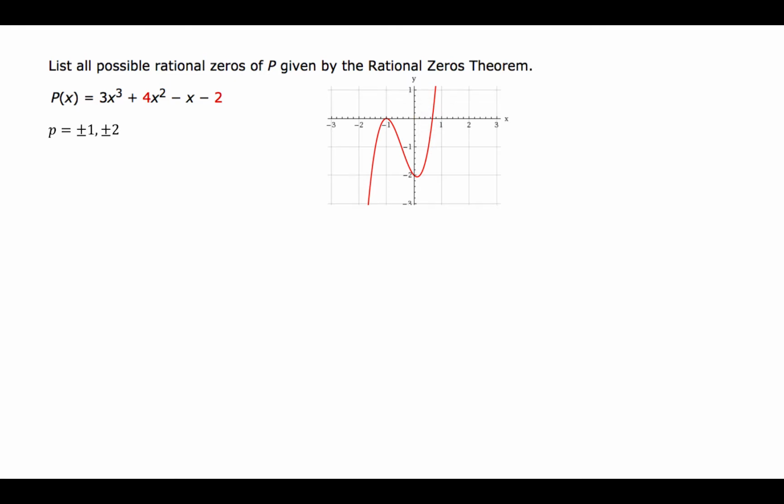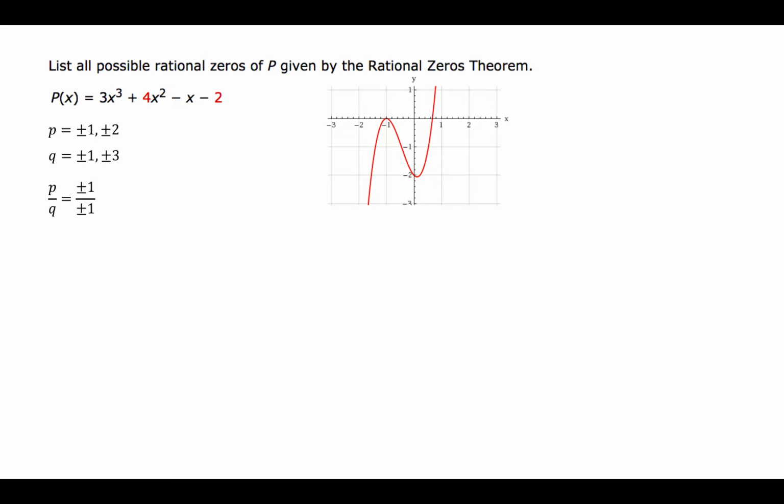We will begin by assigning the lowercase p to be all of the possible factors of the constant term. These would be plus or minus 1 or plus or minus 2. Then we will assign the lowercase q to be all of the possible factors of the leading coefficient. These would be plus or minus 1 or plus or minus 3. All of the possible rational zeros of the function p will be in the form p over q.